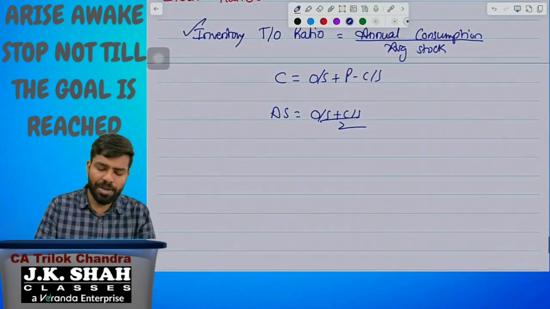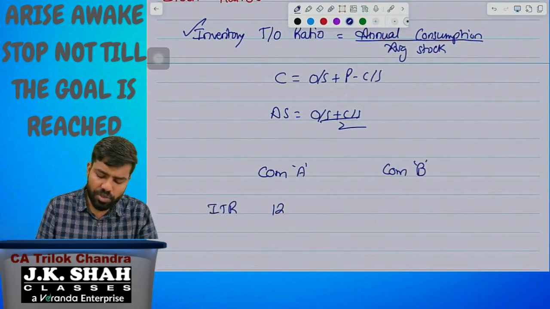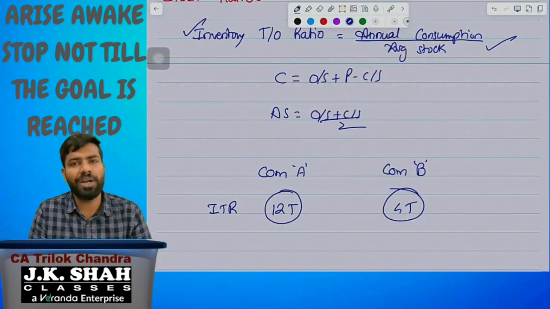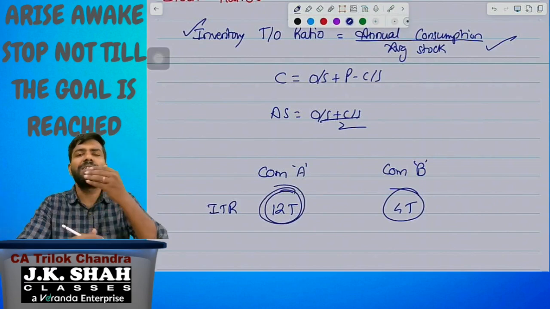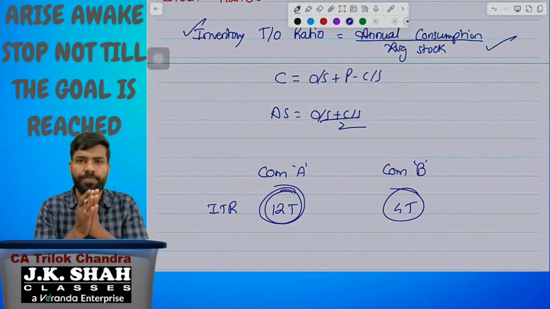Let us understand how this inventory turnover ratio helps to make decisions. Let me take an example. There is a component A and a component B. We have calculated the inventory turnover ratio using this formula. A is getting 12 times, B is getting 4 times. What is the meaning of this 12 times? Chemical A gets replaced, or rotation happens, 12 times.